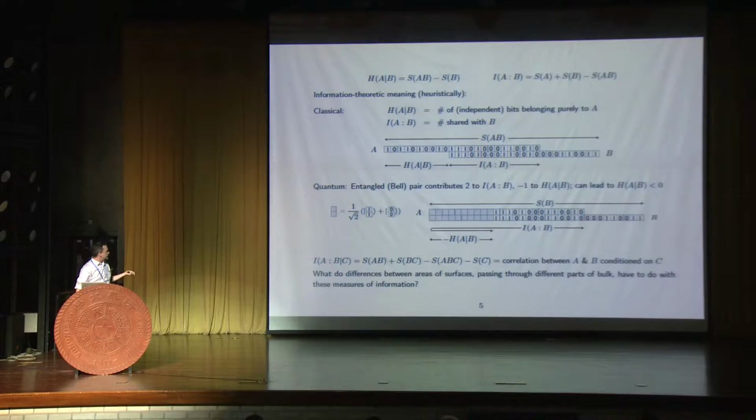The conditional mutual information is just a more complicated one, which I'll come back to later. But roughly speaking, what it tells you is just like the mutual information tells you the amount of correlation between A and B, the conditional mutual information tells you the amount of correlation if you condition on the state of C.